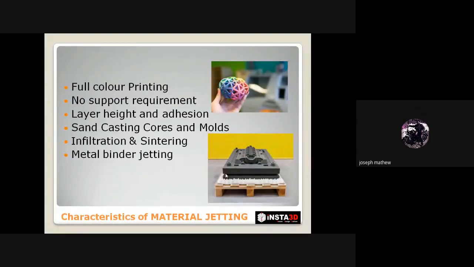Whereas you can also use metal powders in this process. You can think, how can a metal powder be bound together and then formed into a 3D printed component. So in this, it is a low cost solution for metal printing.